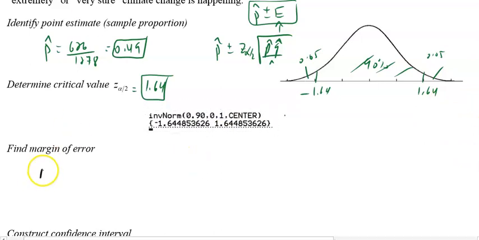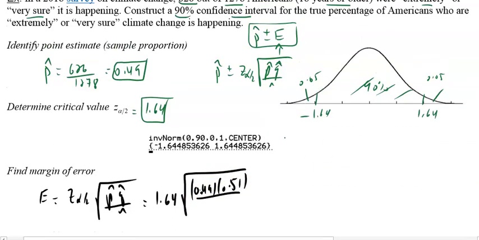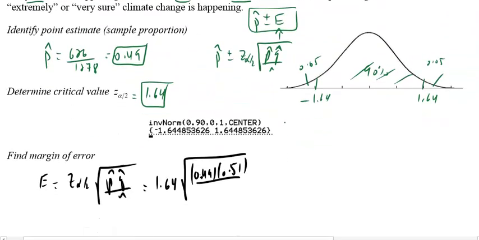Find the margin of error. The margin of error is z sub alpha over 2, the square root of p hat q hat divided by n. That is 1.64 times the square root. P hat is 0.49. That means q hat is 0.51, divided by, how many was it again? I lost track. 1,278, that's n.